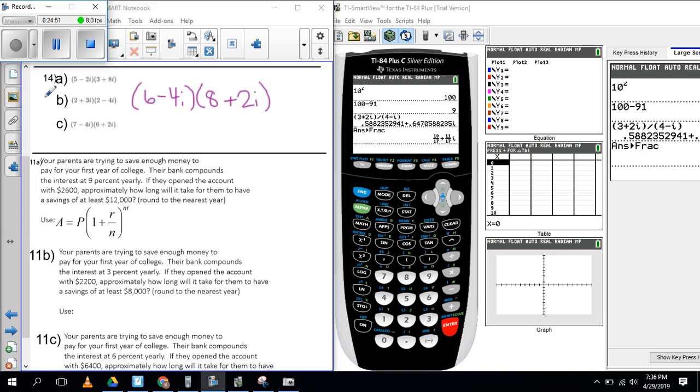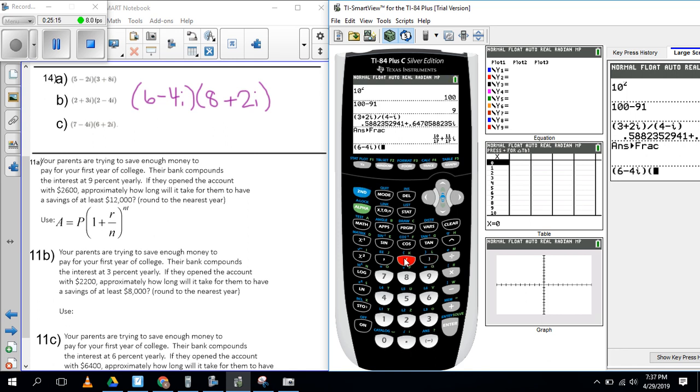Okay, so the next problems here deal with multiplication, and they already give it to you with parentheses. So all you gotta do is just plug it into your calculator the way it is. So you do parentheses 6 minus 4i, close your parentheses. Let's do another parentheses, 8 plus 2i, close your parentheses.